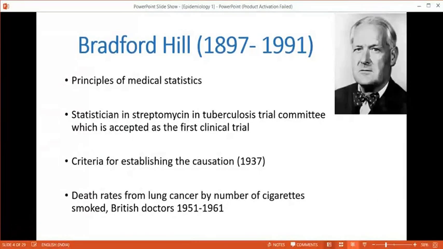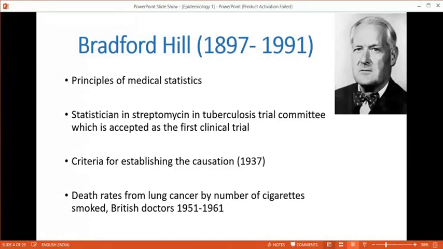Okay, so he has done a prospective study. He went around asking how many cigarettes different people smoke, and then he followed them up to find out if they developed lung cancer. And he has established that smoking can cause lung cancer.